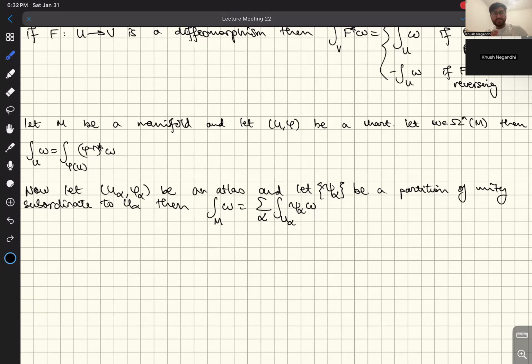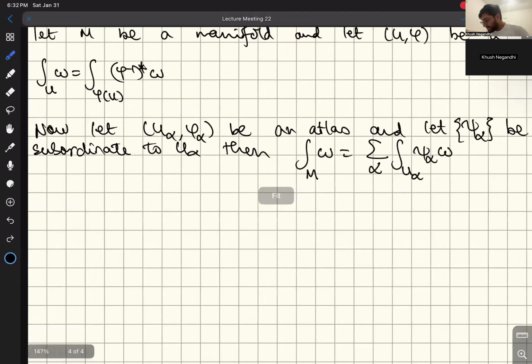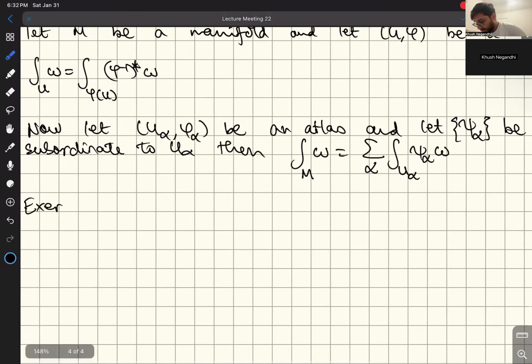Now I haven't shown that this definition is well defined, that it does not depend on the choice of atlas or on the choice of partition of unity, but this is a standard proof from analysis, so I will leave it as an exercise. Exercise: read the proof of well-definedness.